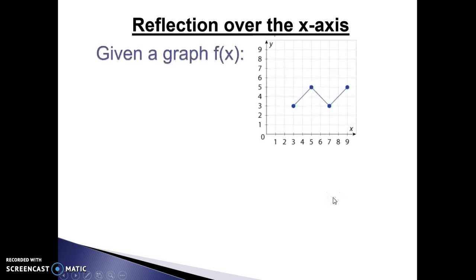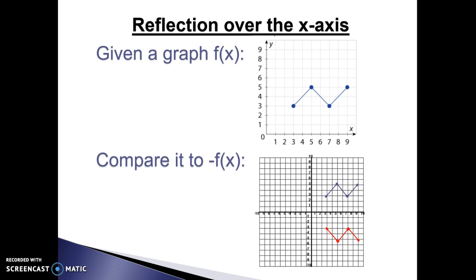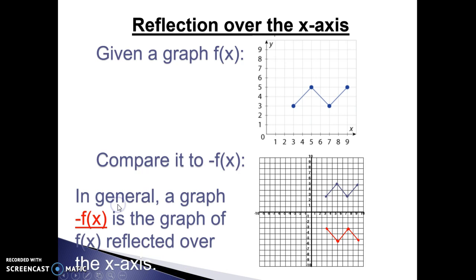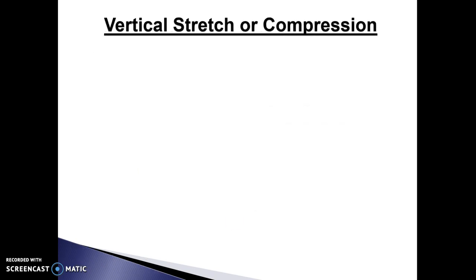Alright, so now we're going to look at what happens when we reflect it over the x-axis. We've got our original graph of f of x, and now we're going to compare it to negative f of x. You can see that it has been reflected over the x-axis. So this negative out front makes it reflect over the x-axis. In general, a graph of negative f of x is the graph of f of x reflected over the x-axis.